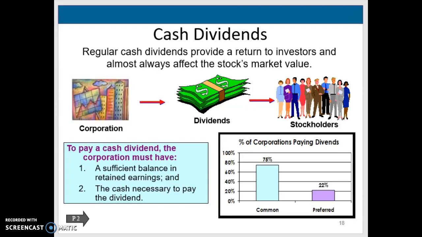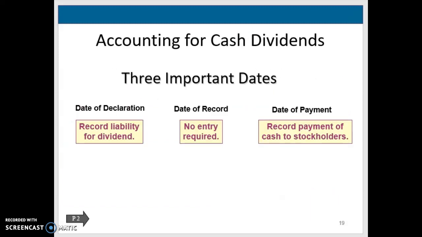So when it's time to declare a dividend, there are 3 important dates we have to look at. The first one is the date of declaration. That actually is where we're going to do a journal entry to record the liability that we're going to owe when it's time to pay out the dividend. So the board decides, hey, we're declaring a dividend. At that point, that creates a legal liability for the corporation to pay to its stockholders. So we're going to do an entry to record that liability to set up for a dividend payment later on.